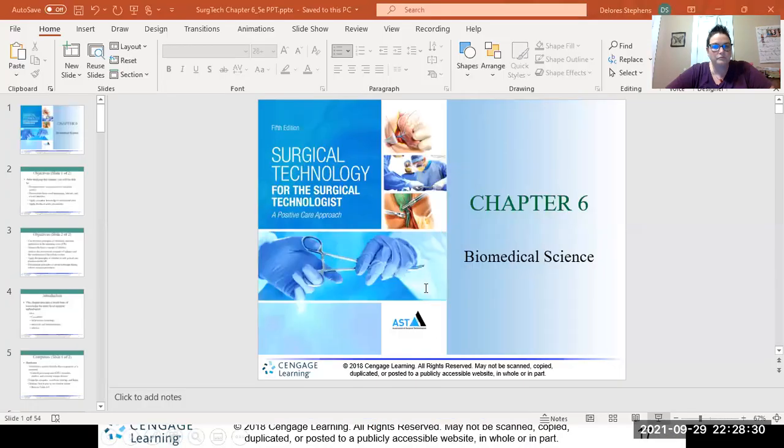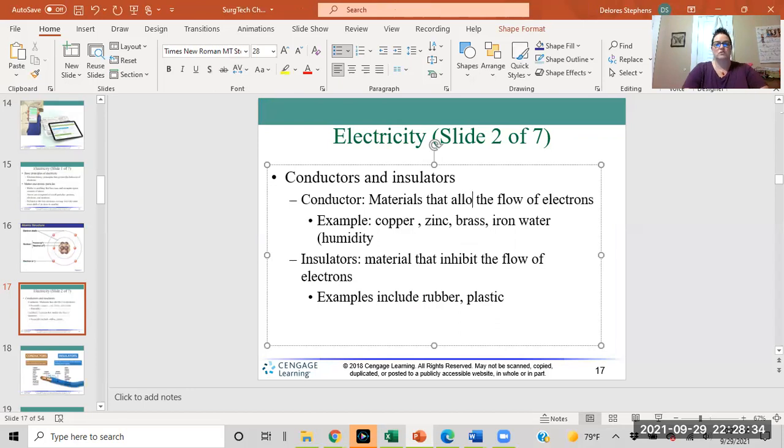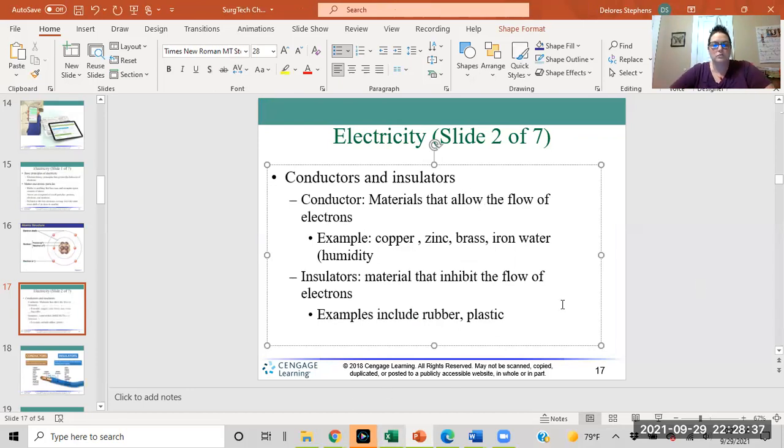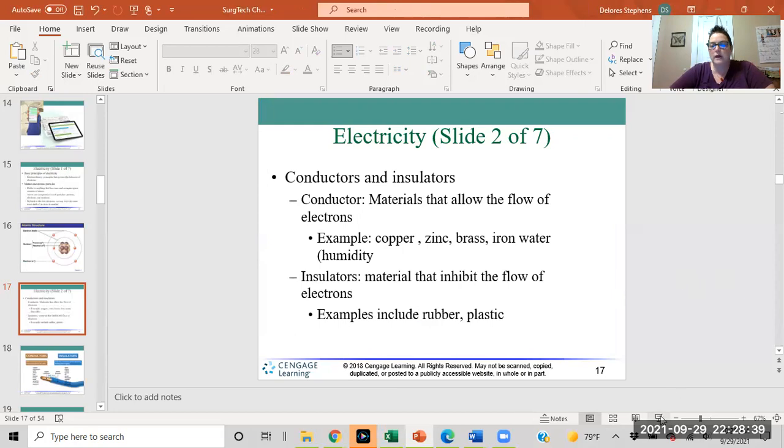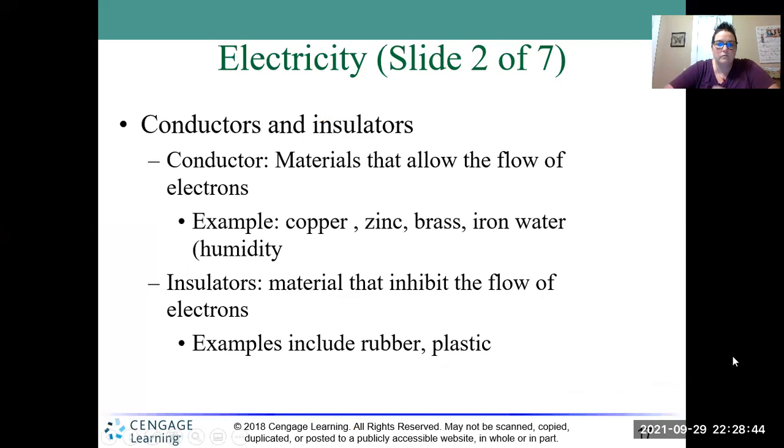So let me correct this right now so that you have it in your updated PowerPoint. So conductors are materials that allow the flow to occur. Copper is a great conductor, whereas rubber and plastic inhibit the flow. So those are insulators. They insulate to really keep that flow from being free flowing.